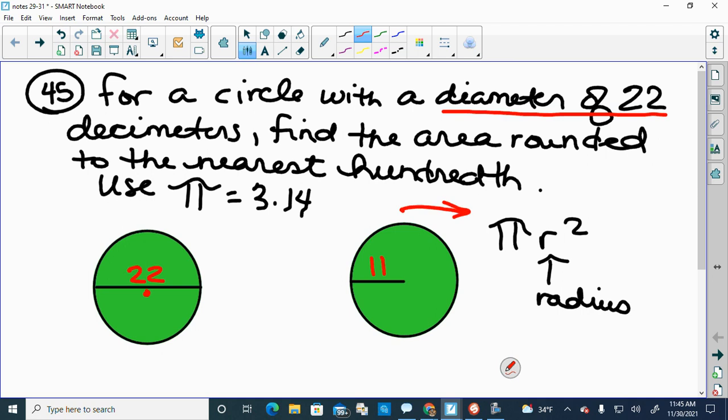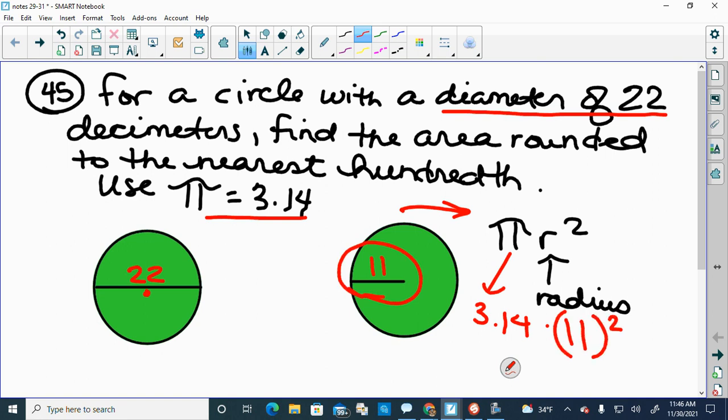Okay, so now you're just plugging it in. They told you to use 3.14 because pi goes on forever in your calculator. Some of you actually have the pi button, but if they tell you to use 3.14, I would just use 3.14. So I'm just replacing in my formula. Pi is 3.14 times radius, which is 11, and I need to square it.